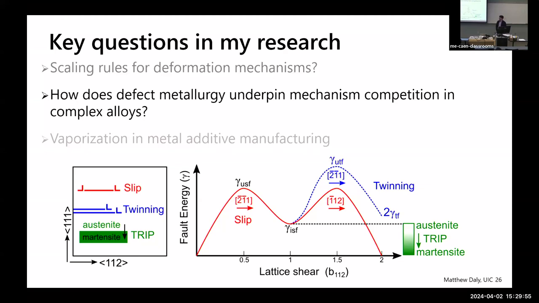Okay, so bringing this now to the second main theme that I wanted to present in this work: now looking not so much at the mechanisms that lead to failure at the macro scale. It's more looking at the defect metallurgy that fundamentally underpins competition between deformation mechanisms. And so this is where this chart is coming back.